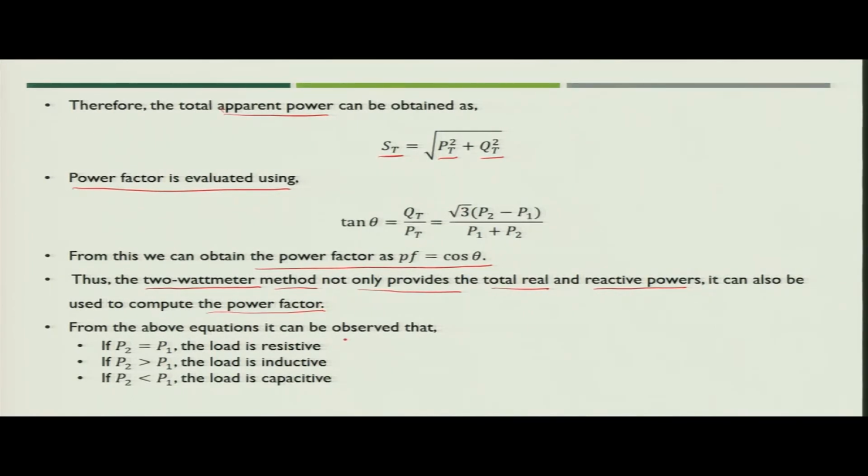Now, from the above equation you can observe that the total load will be resistive when P2 equals P1. When P2 is greater than P1, the load will be inductive because tan theta will be positive, and if P2 is less than P1, the load will be capacitive because the value of tan theta will be negative.